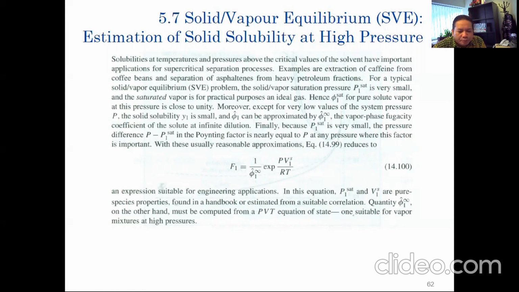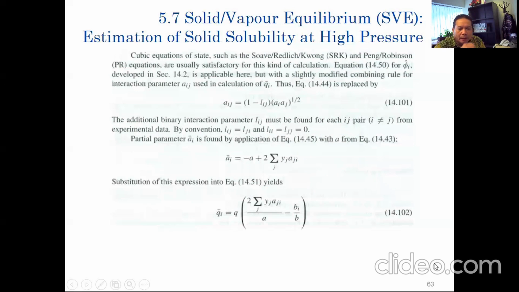In the equation, P1 saturated and V1 solid are pure species properties found in the handbook or estimated from a suitable correlation. So we can estimate these values here. And also for P.